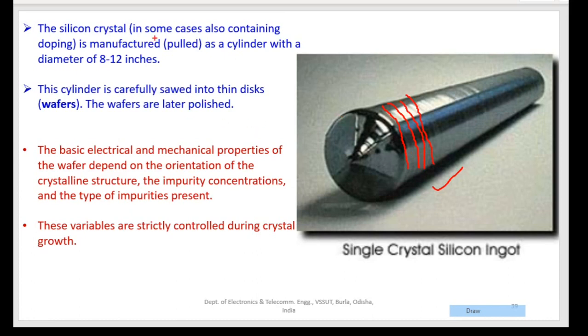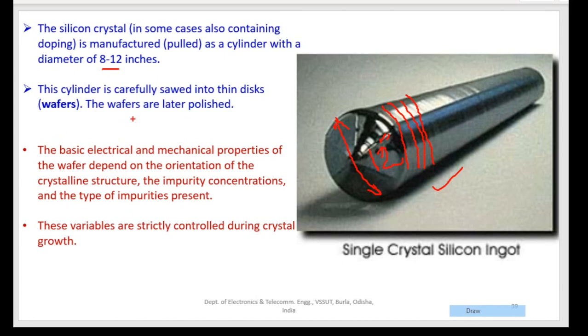So the silicon crystal, in some cases also containing the doping, is manufactured as a cylinder with a diameter of 8 to 12 inches. The diameter of this cylinder is around 8 to 12 inches. Earlier it used to be 8 inches. Now, with modern technology, the diameter has grown, and we now have wider silicon wafers of around 12 inches.